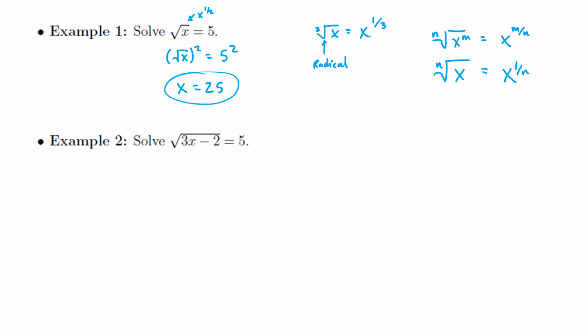All right, and we can apply the same exact idea to something like this. So if I have the square root of 3x minus 2 equals 5, and I square both the left and the right side, then the square and square root essentially zap each other. And the only difference between this problem and the last one is I just have a few more algebra steps to take before I'm completely finished.